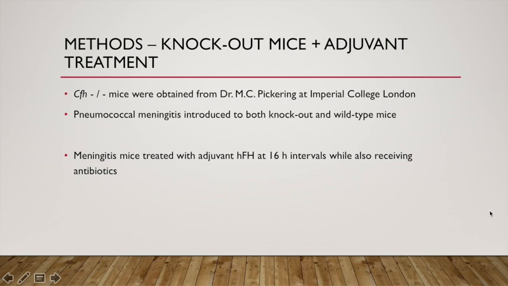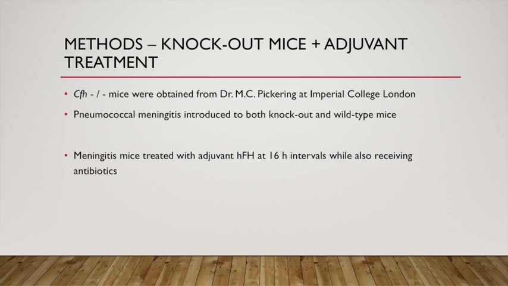For the part of the experiment with knockout mice as well as the adjuvant treatment, we first had to obtain some knockout mice, and these knockout mice were mice which did not have the CFH gene, which is similar to humans found on chromosome 1. These mice were obtained from Dr. Pickering at Imperial College in London, so these mice were actually donated in order to save some money. Pneumococcal meningitis was introduced to both the knockout mice and the wild-type mice, and then they studied exactly how well each type of mouse would fare.